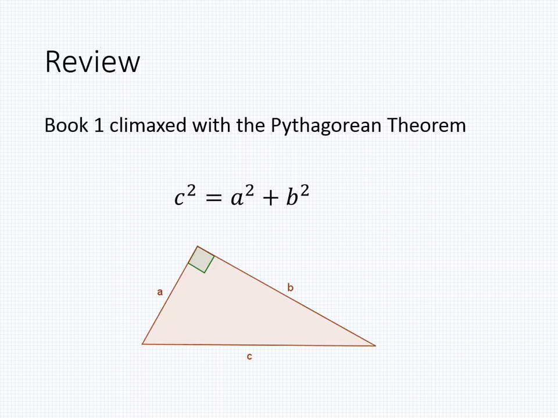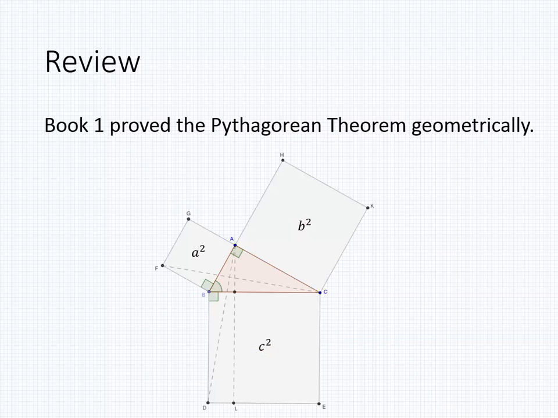Recall that the climax of Book 1 was the proof of the Pythagorean theorem, where we learned that the square of the hypotenuse is equal to the sum of the squares on the other two sides of a right triangle. Algebraically, we could express that as c squared equals a squared plus b squared. Recall that the proof of Pythagoras's theorem was performed geometrically.